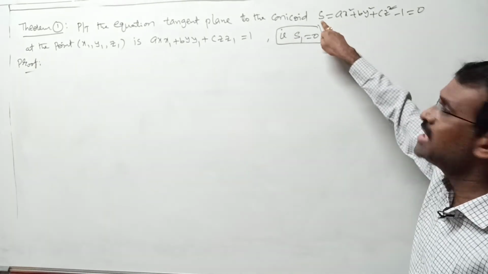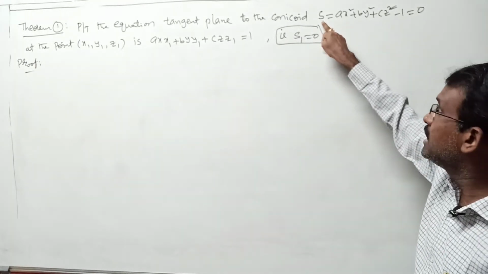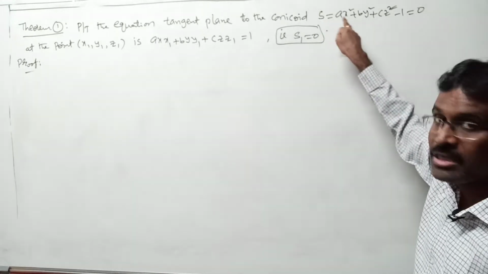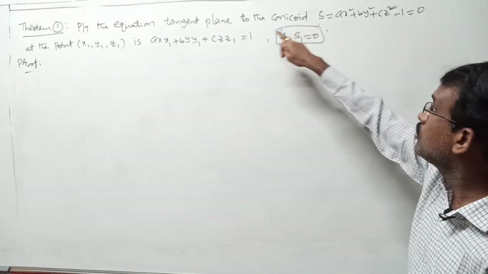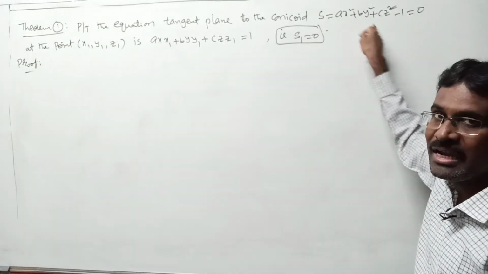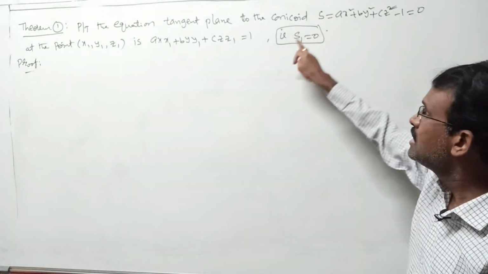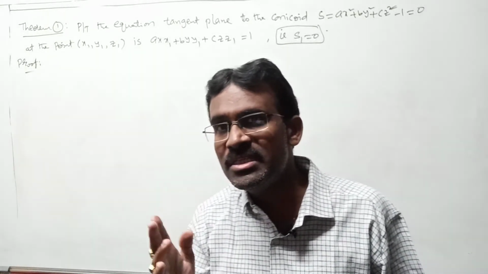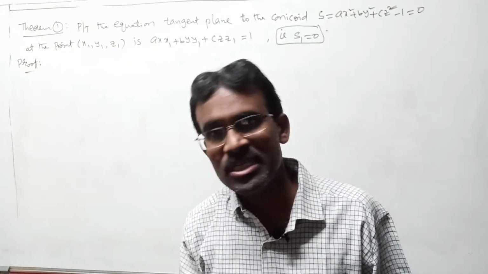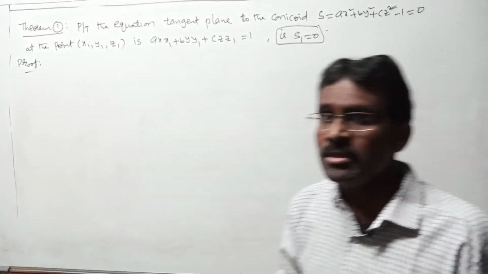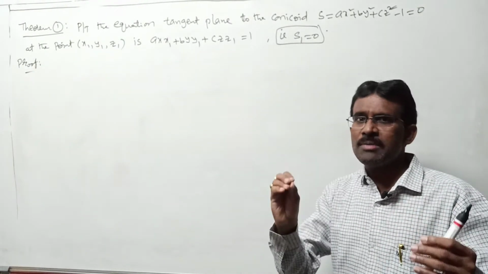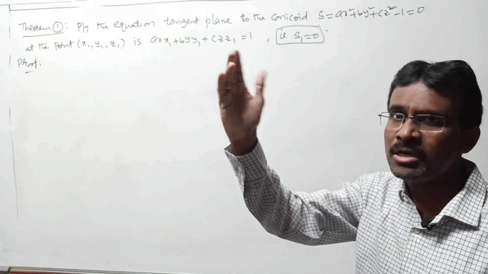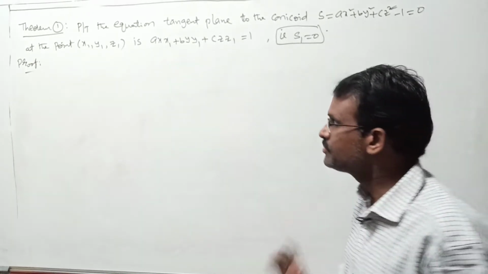But there S changes. In spheres we took S as the regular sphere, in cones we took S as the regular cone. Now here in the conicoid we take the central conicoid as S. According to that, S1 is ax x1 plus by y1 plus cz z1 minus 1. Simply remember, the equation of the tangent plane is S1 equal to 0. According to your given surface S, you can define S1, right?